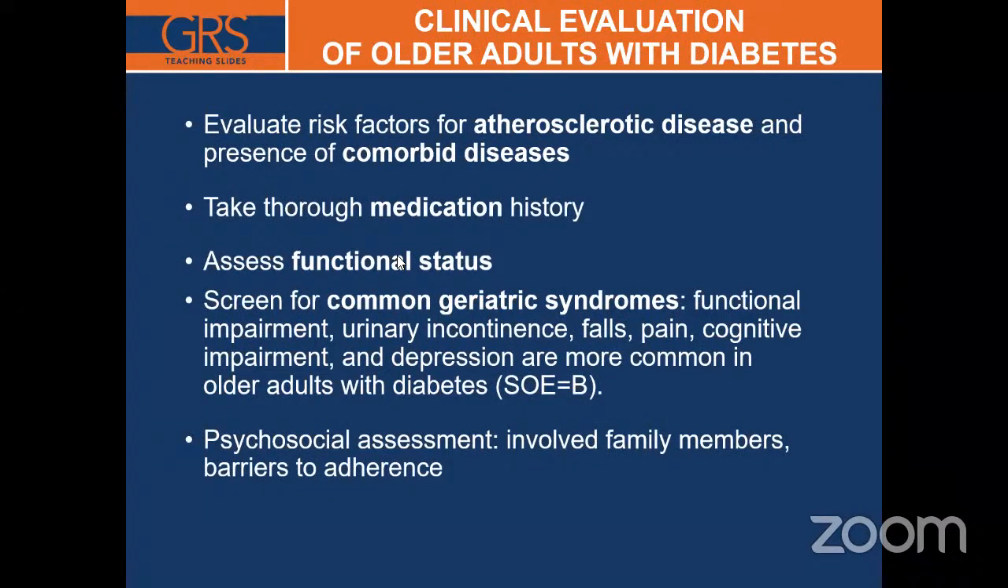Okay, to evaluate the risk factors for atherosclerotic disease and the presence of comorbid disease, we have to evaluate the risk factors for patients with diabetes. Take a thorough medication history, assess functional status, and screen for common geriatric syndromes, as we mentioned before: functional impairment, urinary incontinence, falls, pain, cognitive impairment, and depression are more common in older adults with diabetes. Psychosocial assessment involves family members and barriers to adherence.